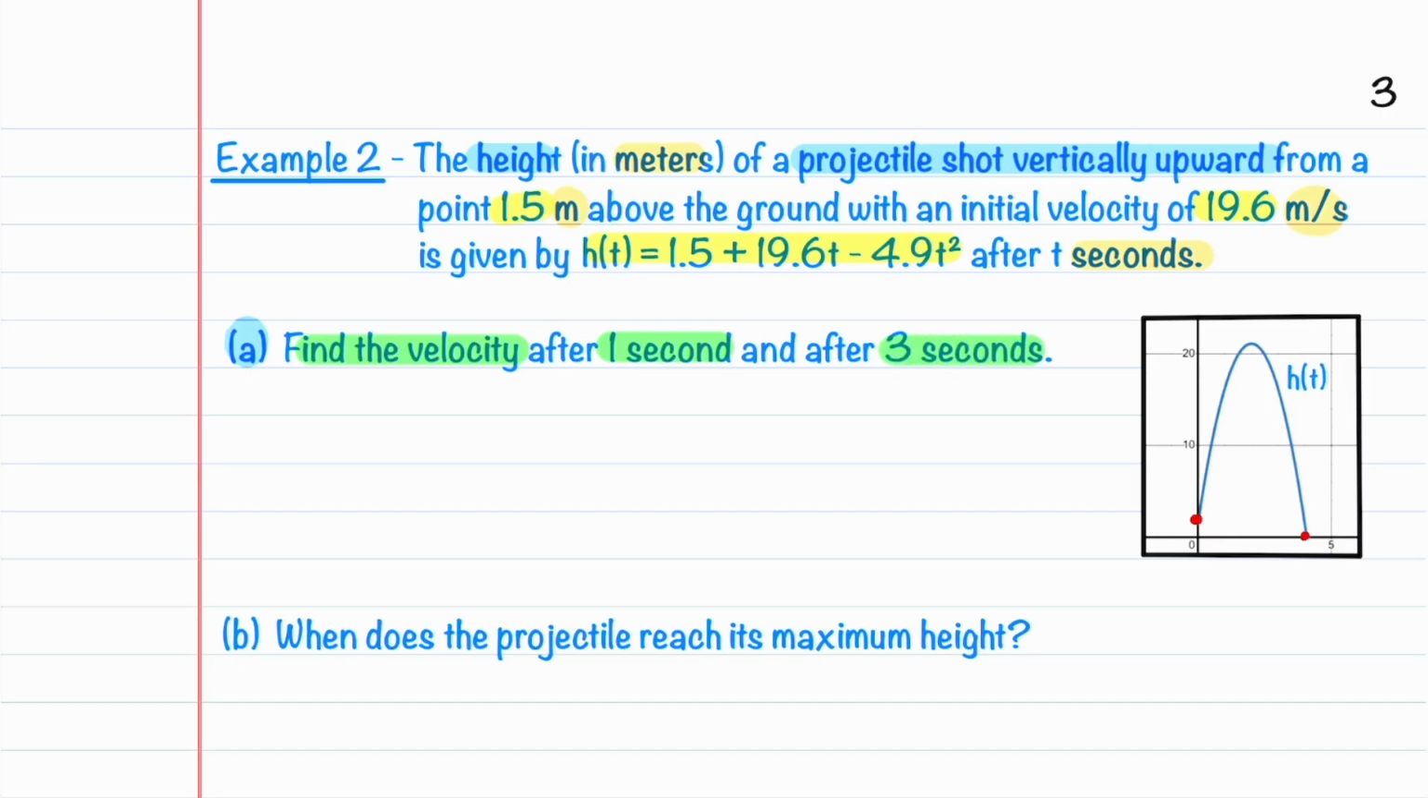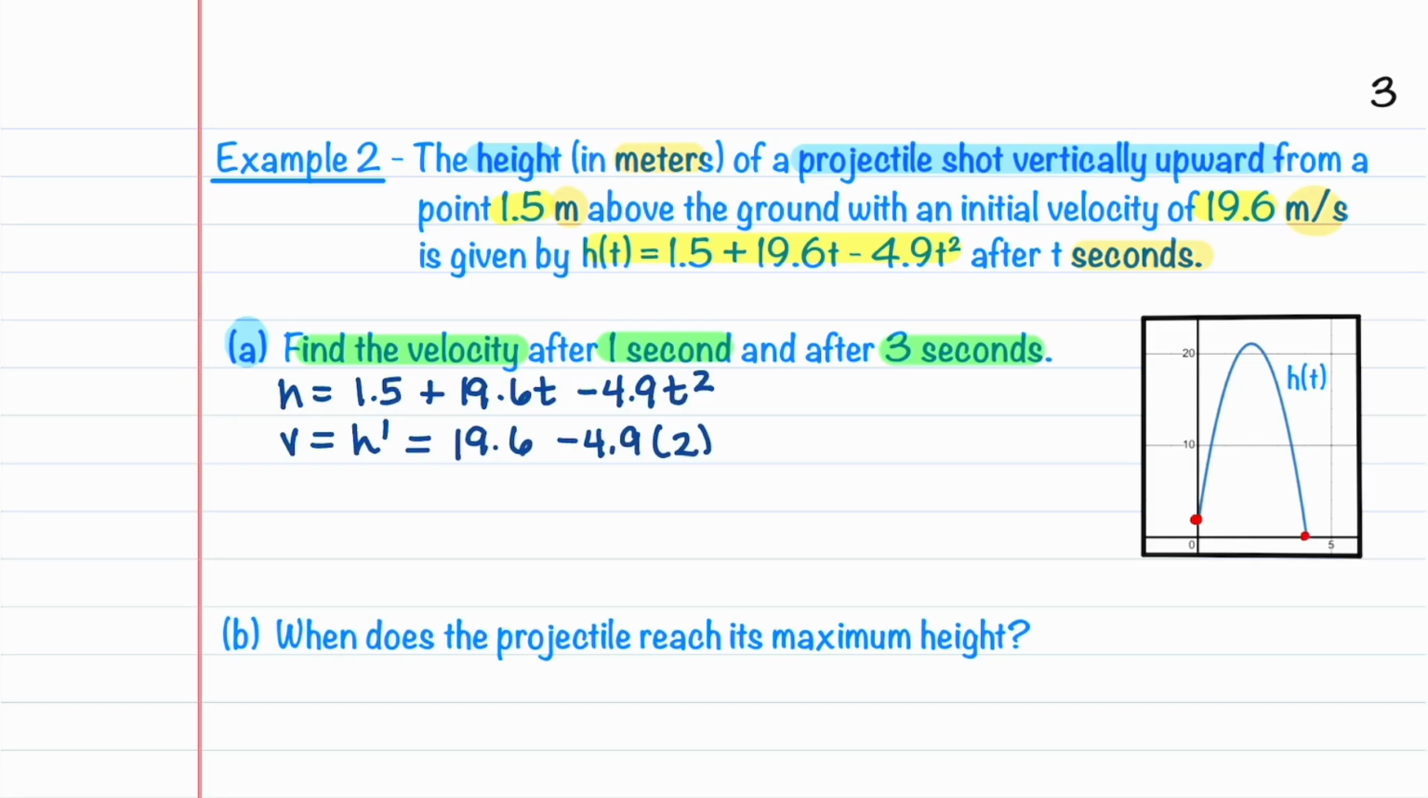The velocity is the derivative of position, and our position is given by h of t. So let's write down that h is equal to 1.5 plus 19.6t minus 4.9t squared. Our velocity then is just the derivative, h prime, and that is 19.6 minus 4.9 times 2 times t. So this is just 19.6 minus 9.8t. I'm going to go ahead and highlight that because we're going to need that again.